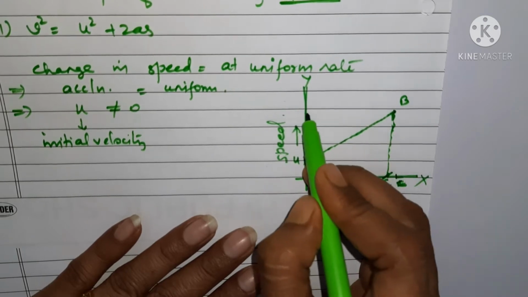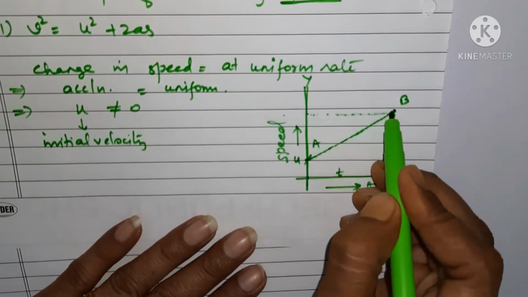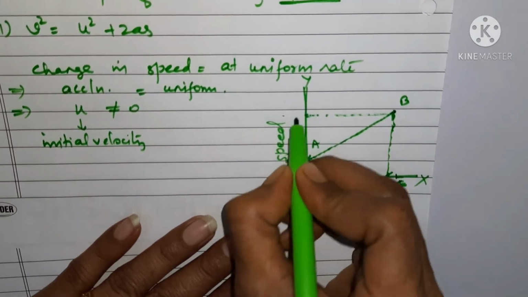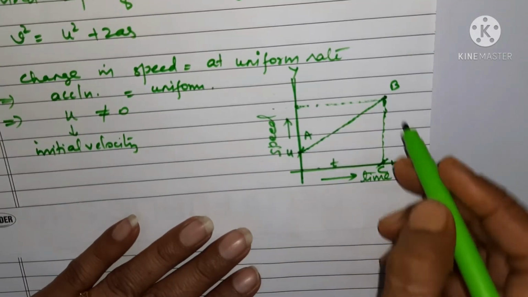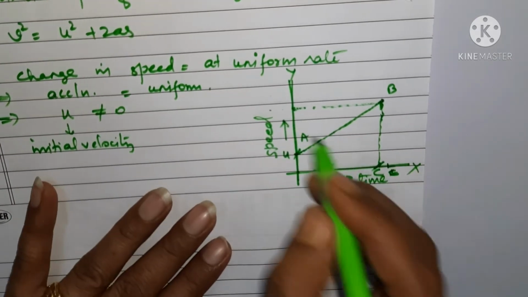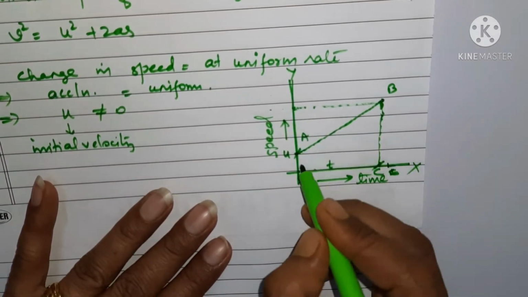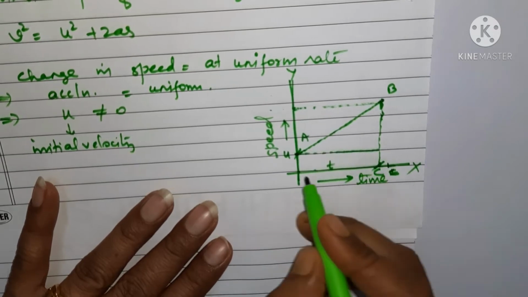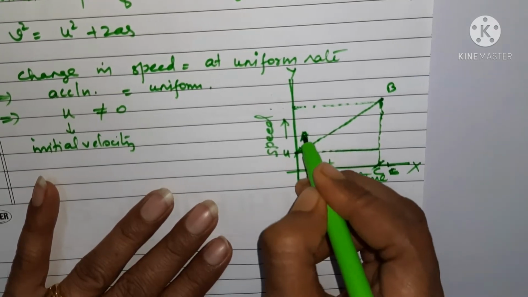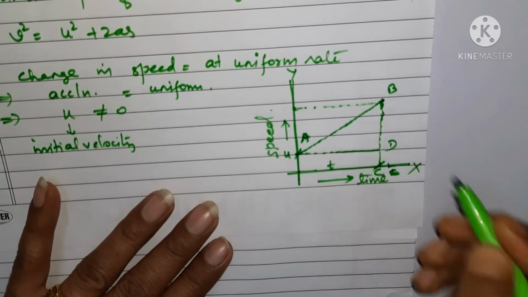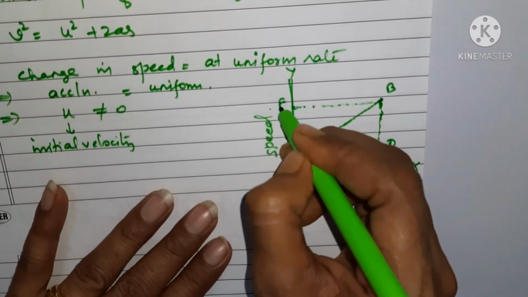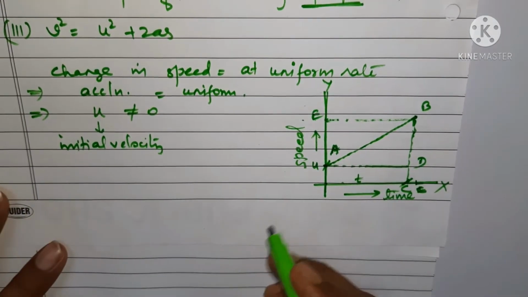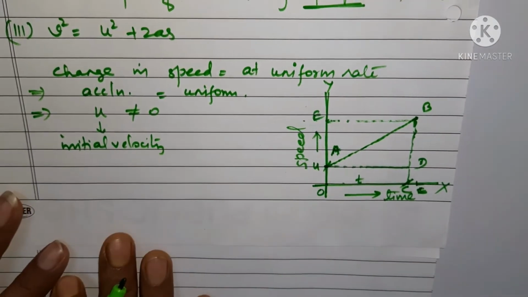To see the velocity, we draw a line parallel to the time axis, such that it reaches A, B, C. Let us draw one more line parallel to the time axis from point A, say this is D, and here it is E. So we have A, B, C, D, and this is the origin O.